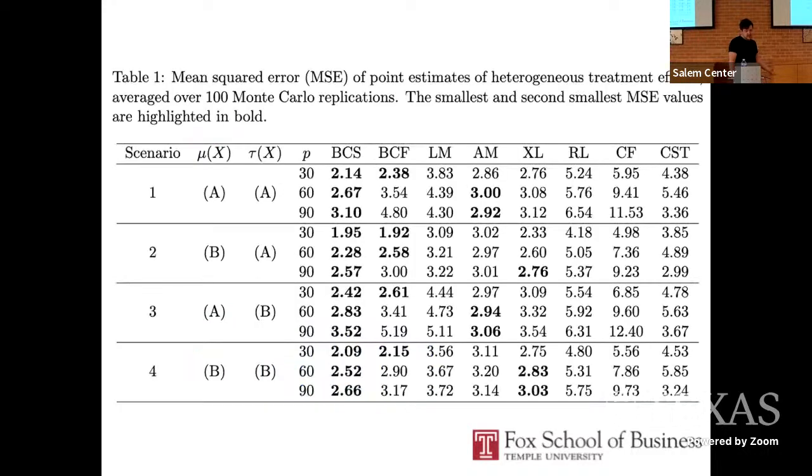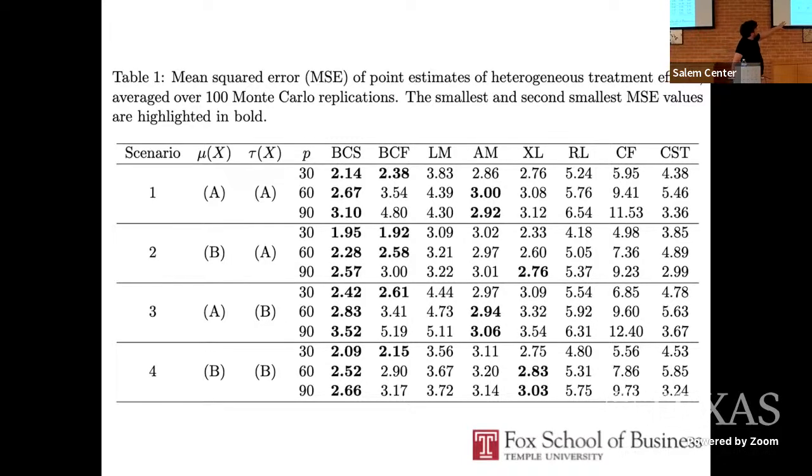Under these 4 scenarios, this is the mean squared error. We highlighted the top 2 models in the results. As you can see, BCS is only number 2 in 2 of the scenarios, but does extremely well in most scenarios anyway. So it works, right?